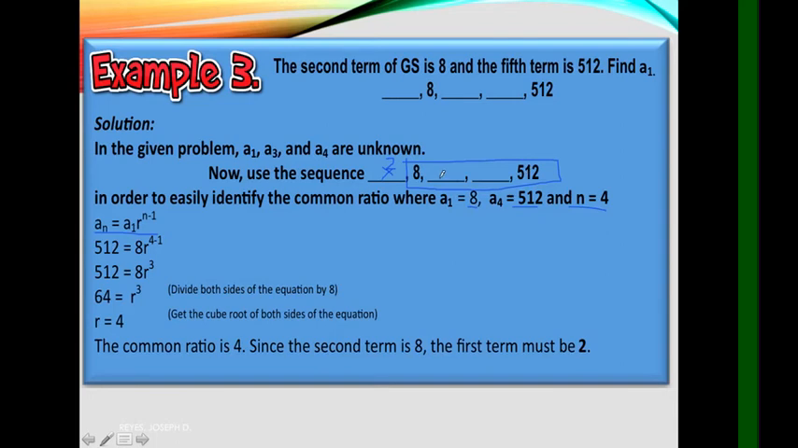Okay, so a sub 1 is 2, a sub 3 is 32, and a sub 4 is 128, for that particular example. Okay? Basta makuha mo lang yung common ratio, madali na kasi siya. Okay, the common ratio.